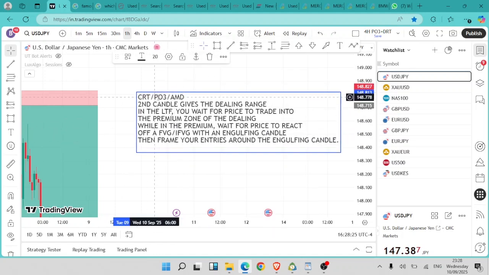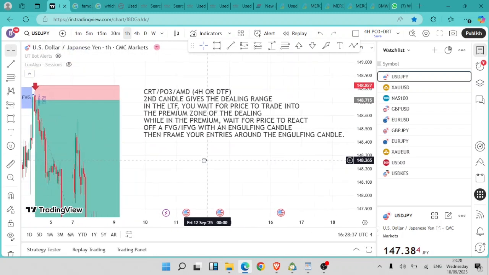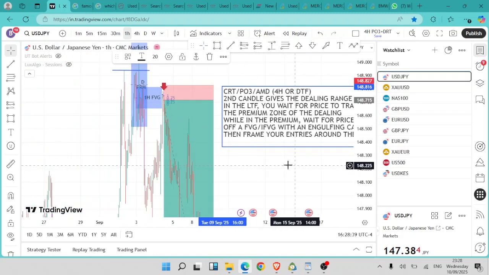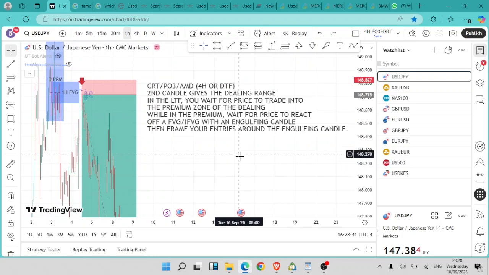This time the CRT or the PO3 is in the daily time frame. You want to identify this in the 4-hour time frame or the daily time frame. And then the low time frames are for refining this model further until you get to a place where you can get an entry.